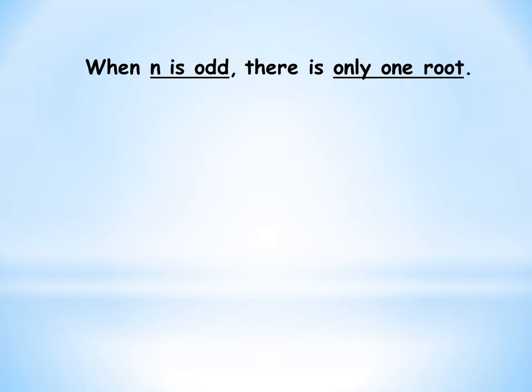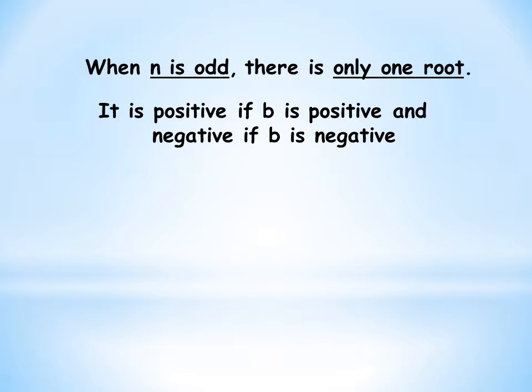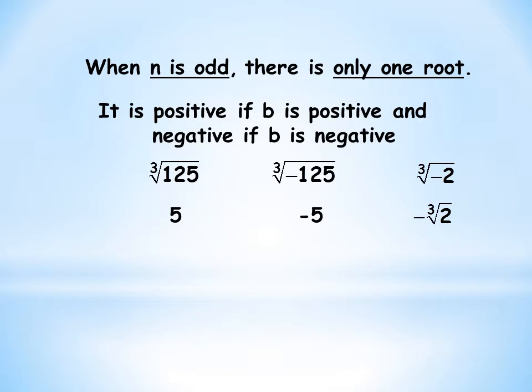When n is odd, there is only one root. It is positive if b is positive, and it's negative if b is negative. So for instance, the cube root of 125, your index is positive, your radicand is positive, your answer will be positive. The cube root of -125, your index is positive because it's always positive, but your radicand is negative, so your answer will be negative. If you have something like the cube root of -2, where you cannot simplify what's underneath the radical, then you simply pull the negative out and leave it as the negative cube root of 2.